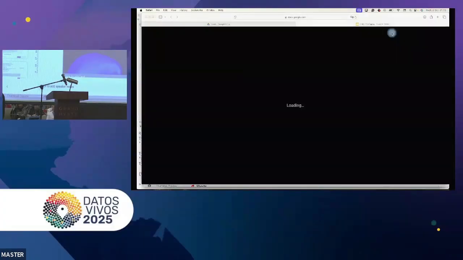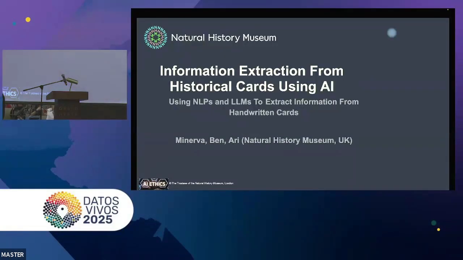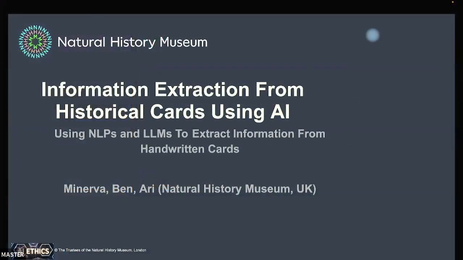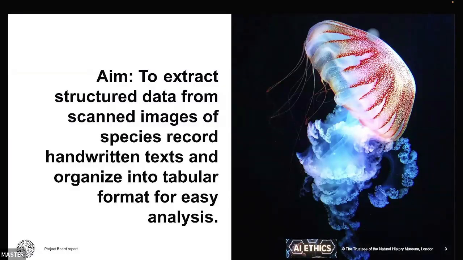Hello, I'm going to talk about information extraction from historical cards using AI, because this is the work I've been doing at the Natural History Museum under the supervision of Dr. Ben Hartley and Ariana. My work involves using NLPs and large language models to extract information from handwritten cards. The aim of the project is to extract structured data from scanned images of species records, handwritten texts, and organize them into a tabular format for easy analysis.